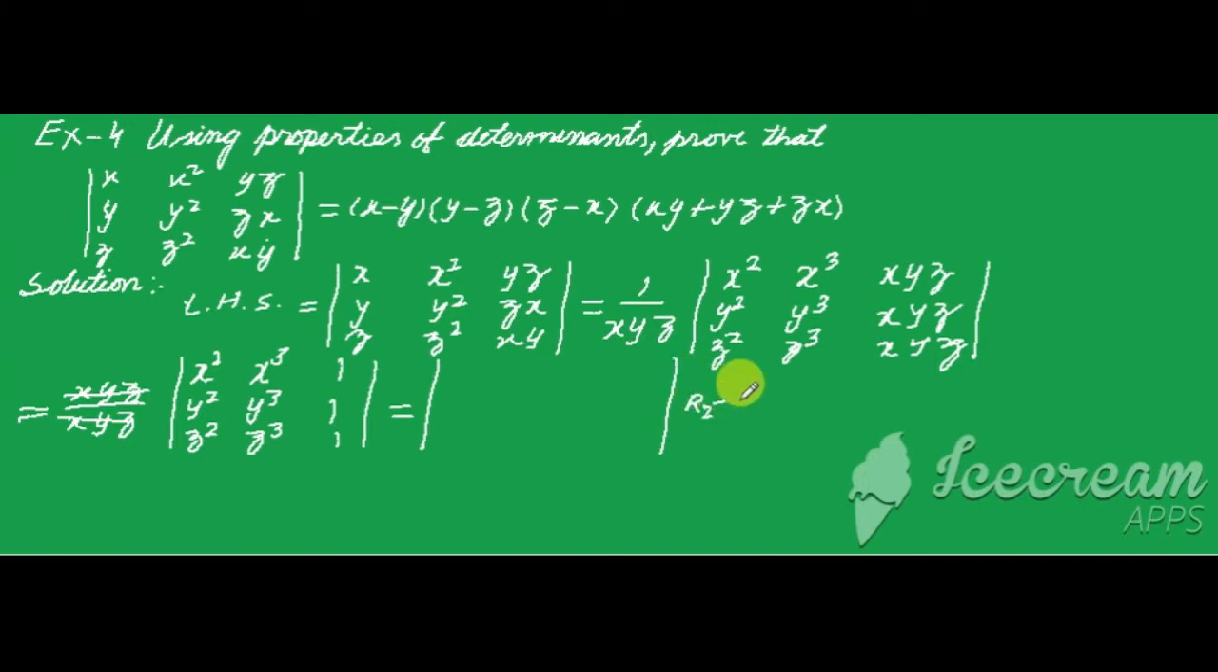And now we have to carry out the operation R2 minus R1, R3 minus R1, since column 3 has the element 1, 1, 1. So R1 is the operator, so it remains the same. And R2 becomes y square minus x square, y cube minus x cube, 0. And third row becomes z square minus x square, z cube minus x cube, 0.